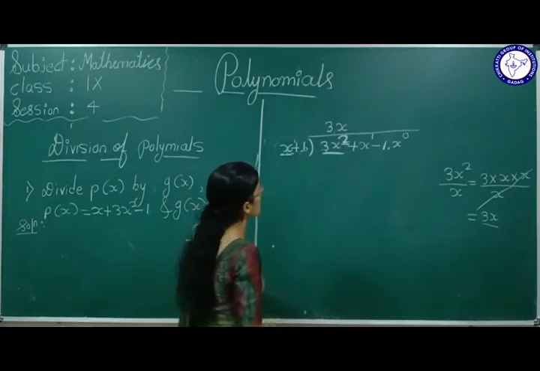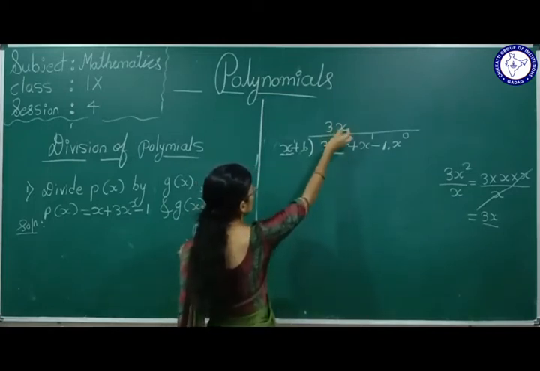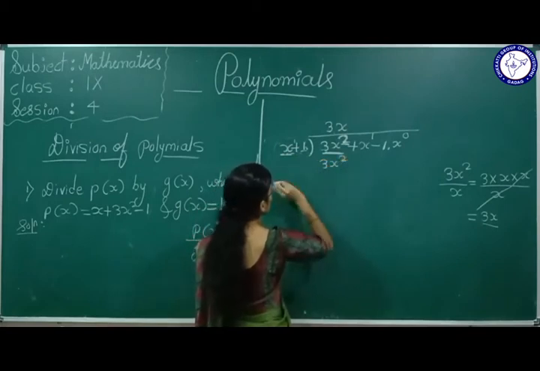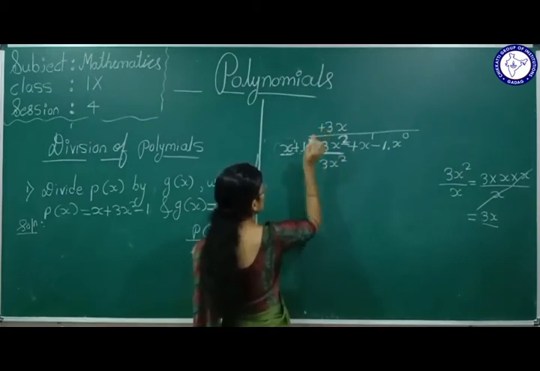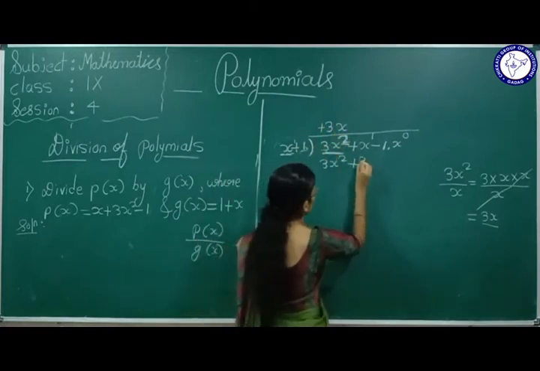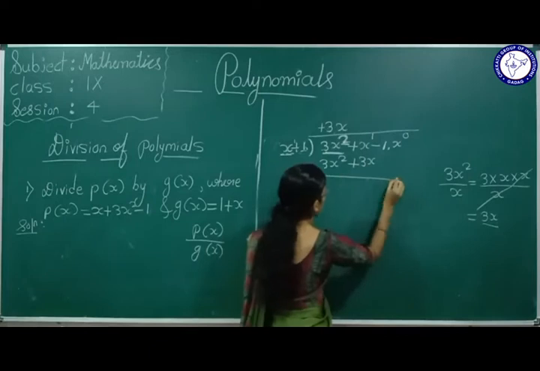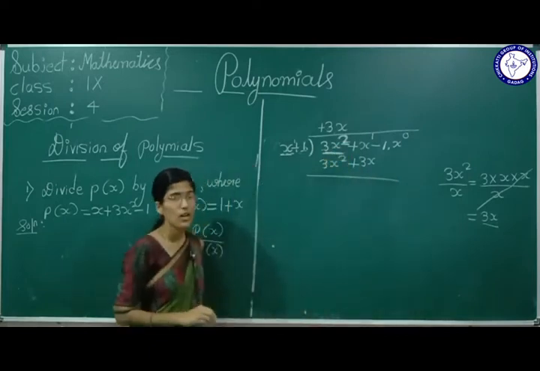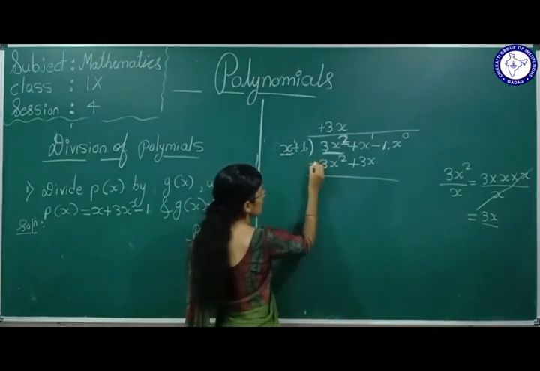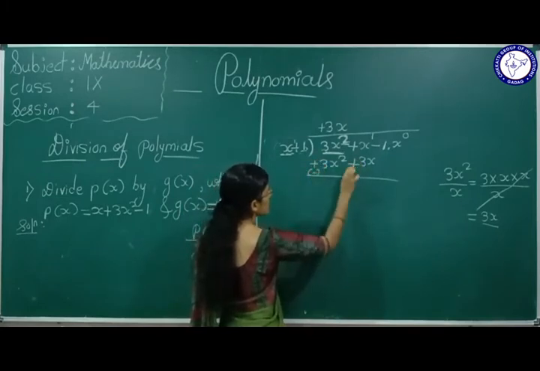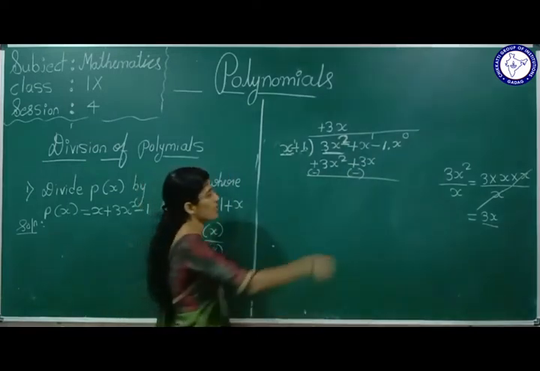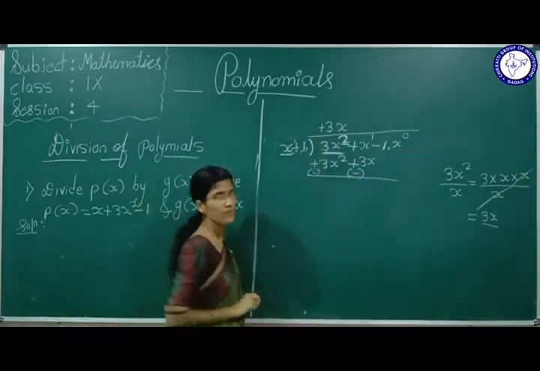Understood? Afterwards, multiply: 3x into x is 3x square. Plus, here nothing is there means plus will be there. 3x into 1 is 3x. Now you have to subtract this. To subtract this, we are going to change the signs here. Here plus is there means minus, here plus is there means minus. We are going to subtract these two.